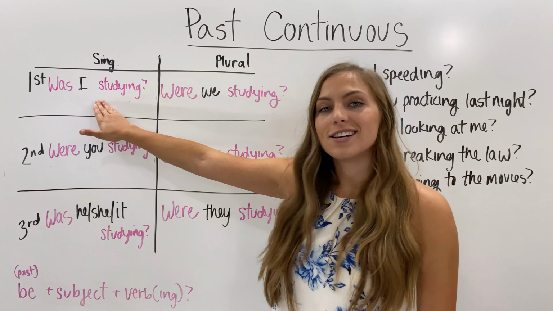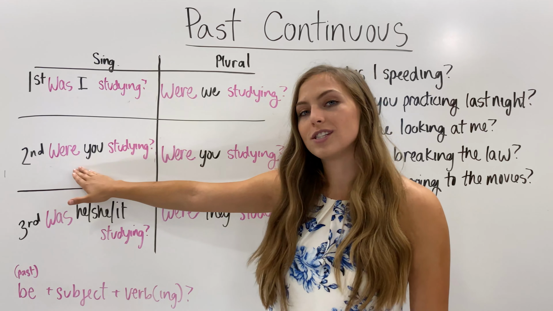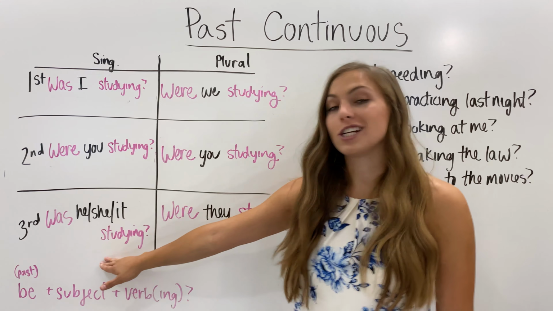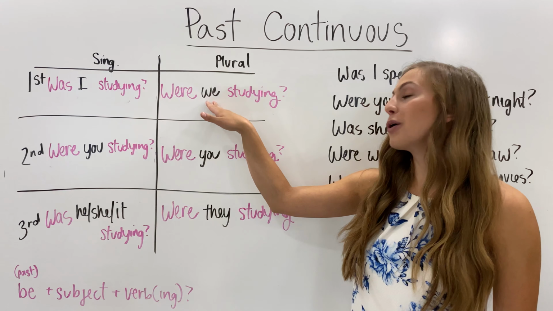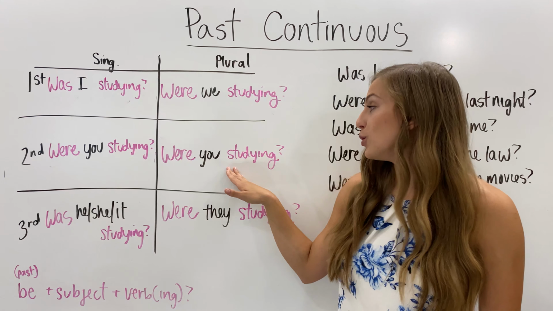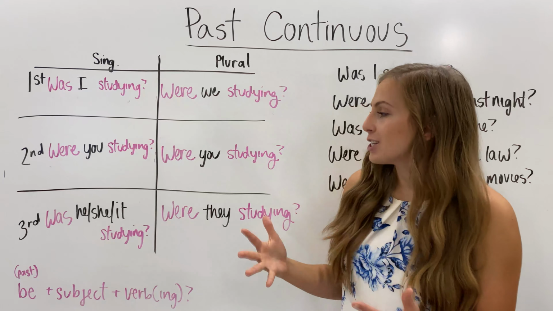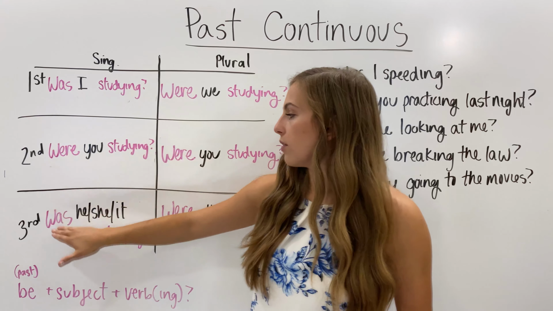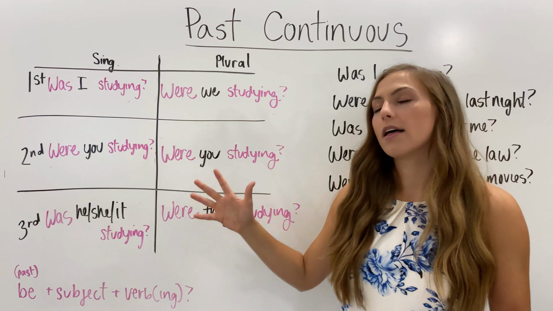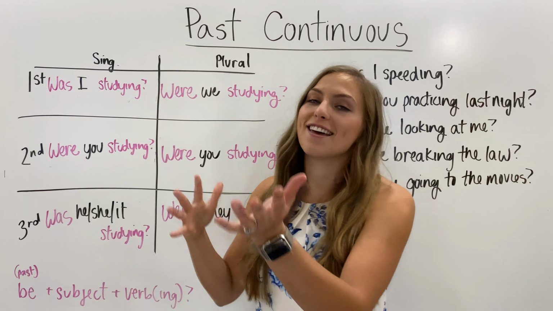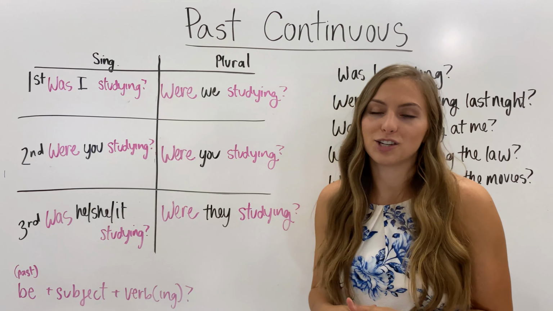Was I studying? Were you studying? Was he, she, or it studying? Were we studying? Were you studying? Were they studying? As you can see, we always start with that helping verb, then we add our subject, then we finish with the ing verb.